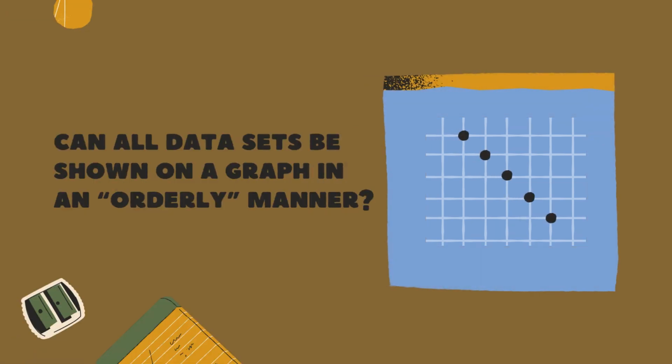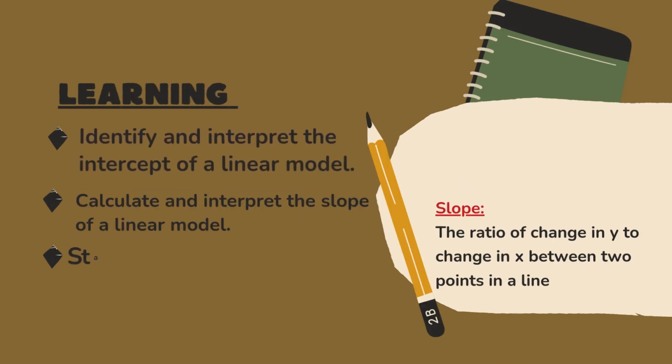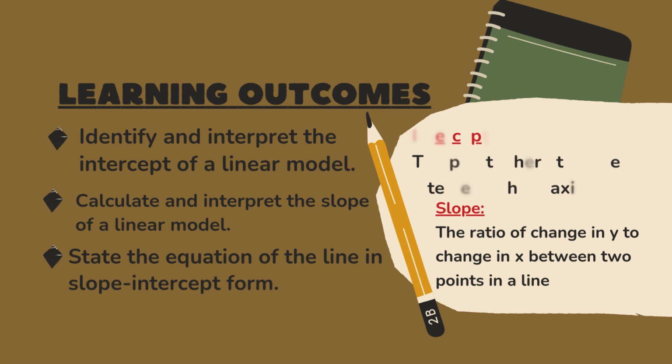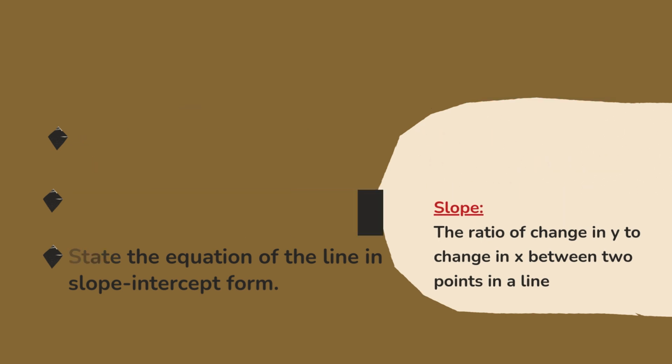Can all data sets be shown on a graph in an orderly manner? Slope is the ratio of a change in y to change in x between 2 points on a line. So we need to identify, calculate and interpret the slope of a line, that is, the linear model. And the intercept is the point where the line intersects the y-axis.